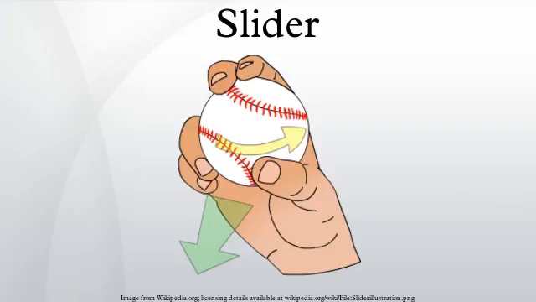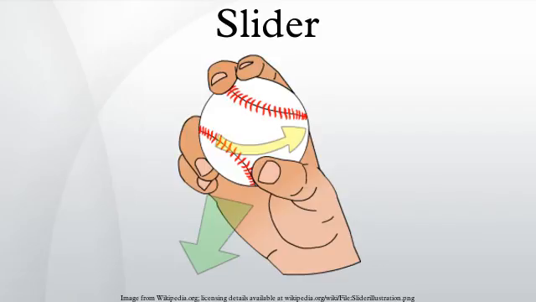Slider continuum: depending on velocity, a pitch can fall anywhere on the continuum from fastball to slider: fastball, a cut fastball, a hard slider, a slurve. Cut fastball, 3 to 5 mph slower than fastball; hard slider, 7 mph slower than fastball; slider, 9 mph slower than fastball.